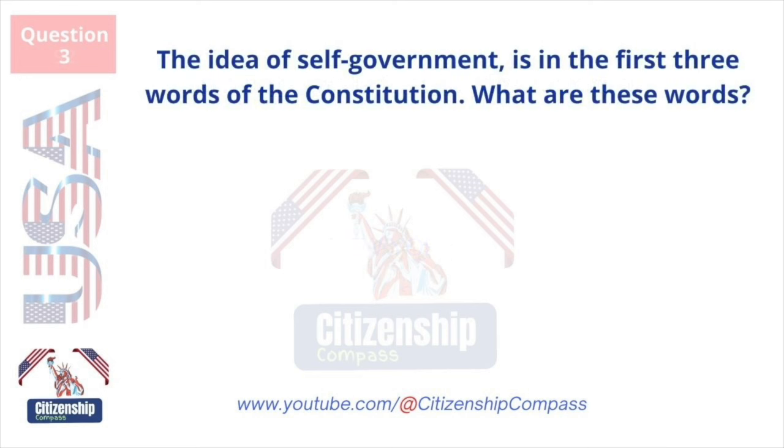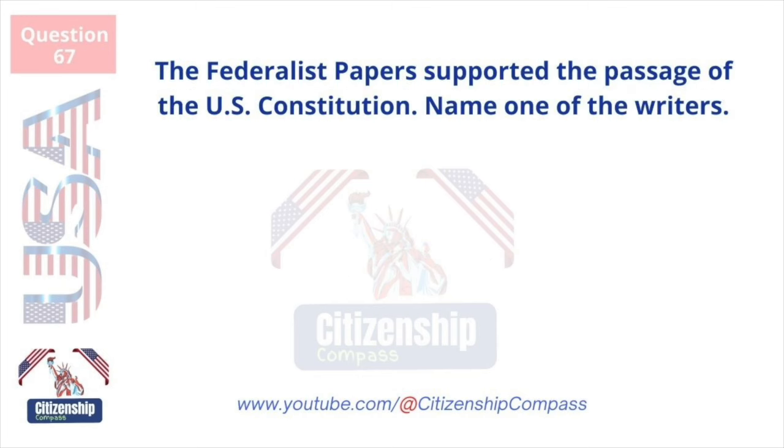The idea of self-government is in the first three words of the Constitution. What are these words? We the people. The Federalist Papers supported the passage of the U.S. Constitution. Name one of the writers. James Madison.